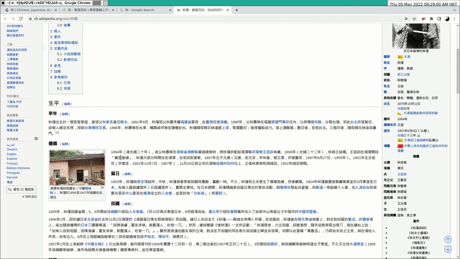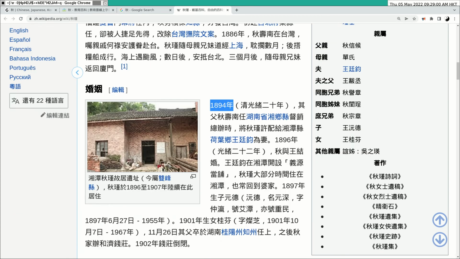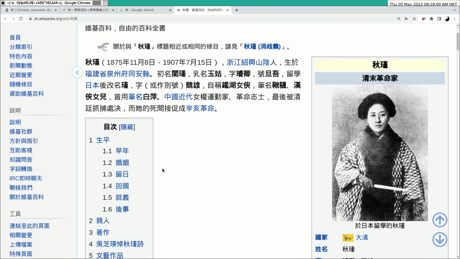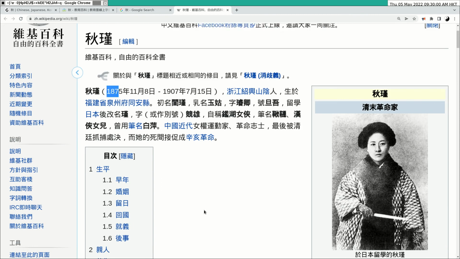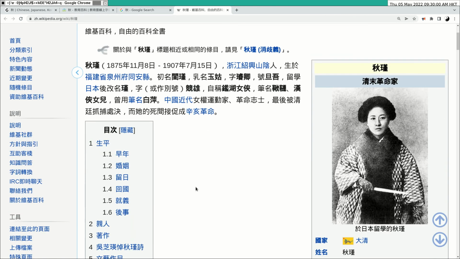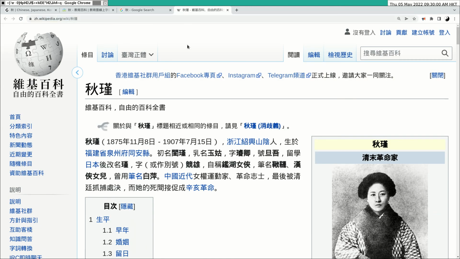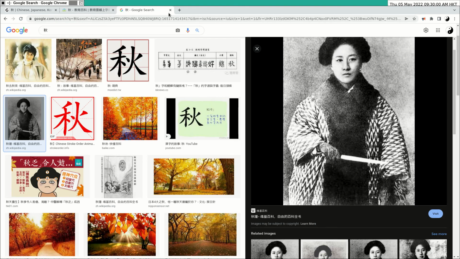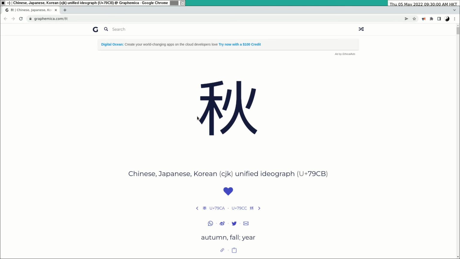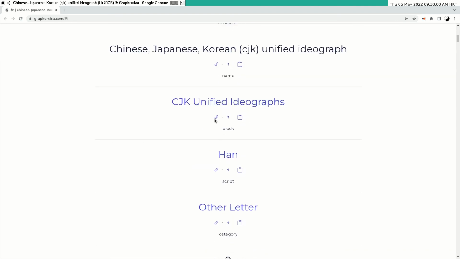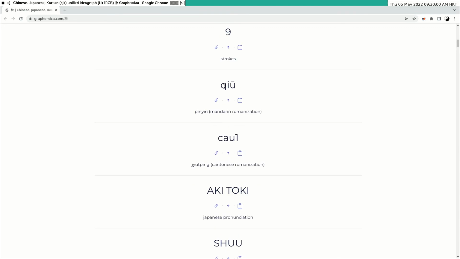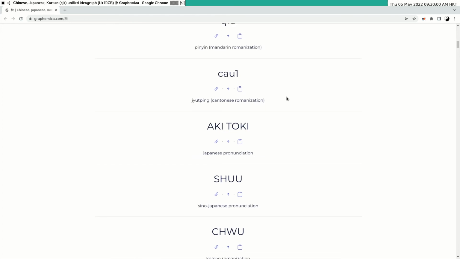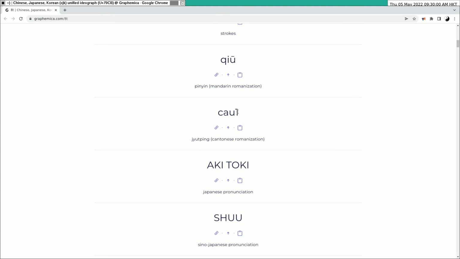In the year 1894, in the Qing Dynasty, and that lady, that's the heroine, with a family name Qiu. She devoted her life to the revolution. So she has a lot of respect from the Chinese. Okay, that's the printed form, Unicode, Mandarin, Qiu, and a flat tone, and Cantonese tau and the first sound tau.